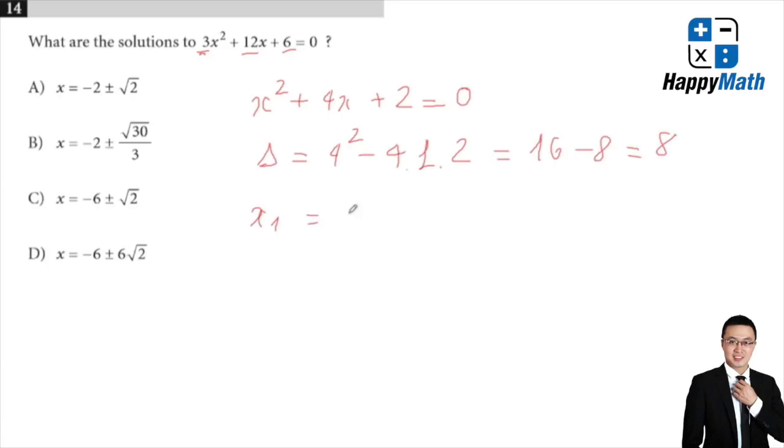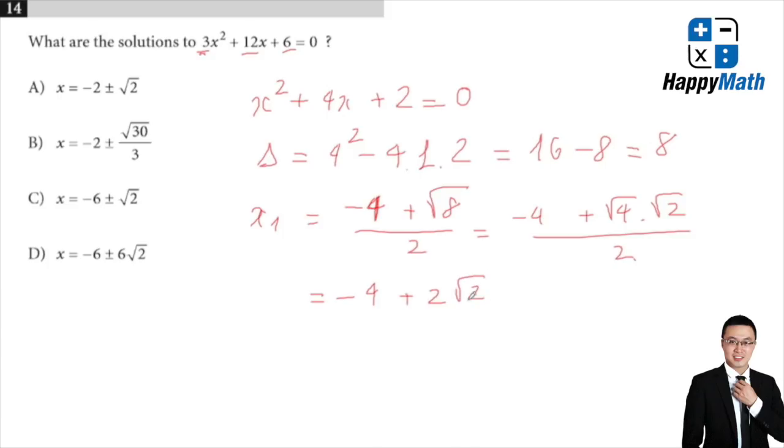and x1 will be equal to minus b plus square root of the delta divided by 2. The square root of 8 means 4 times 2. I can divide the numerator by 2, so here is minus 2 plus the square root of 2. Okay, so I will choose the right answer A, minus 2 square root of 2.